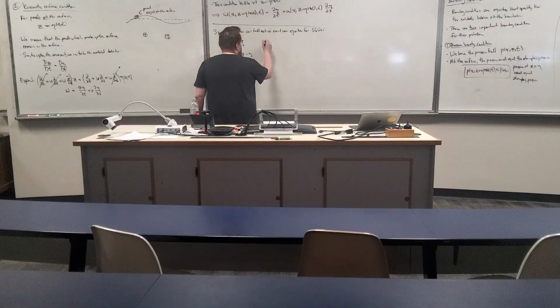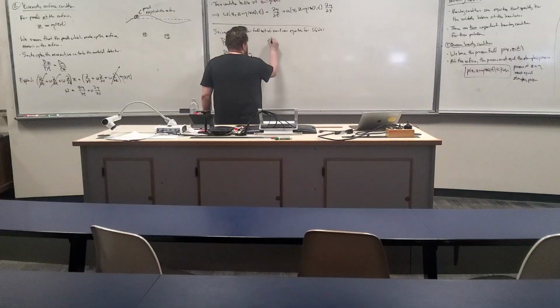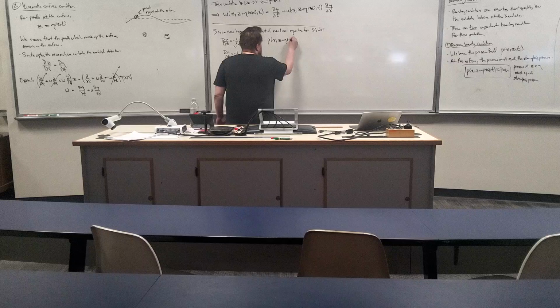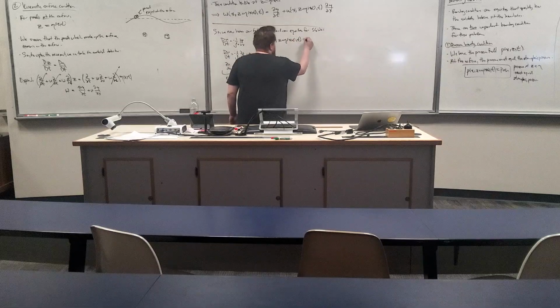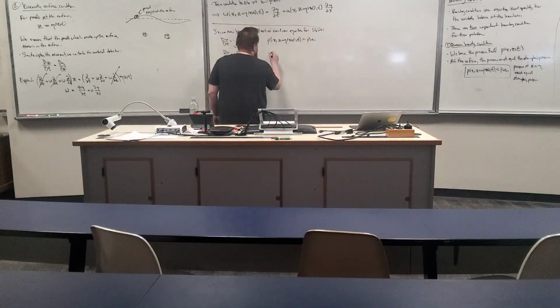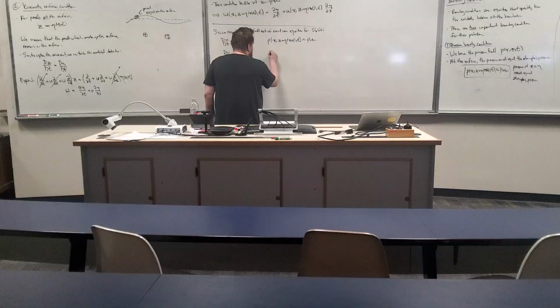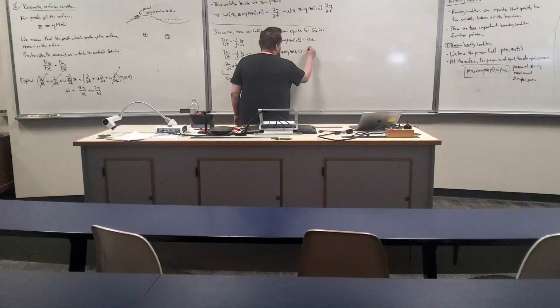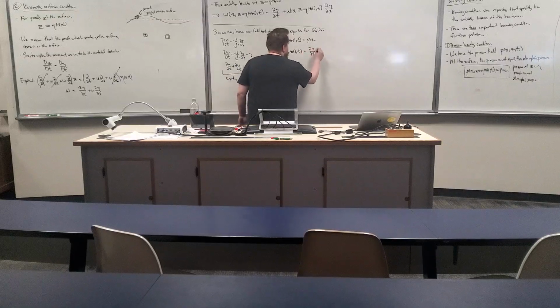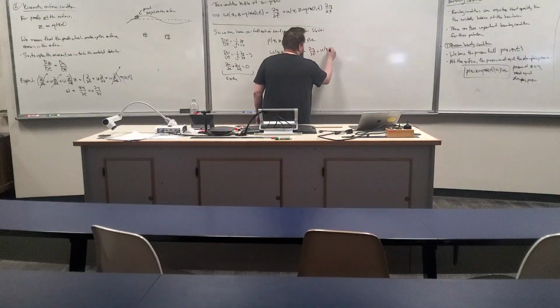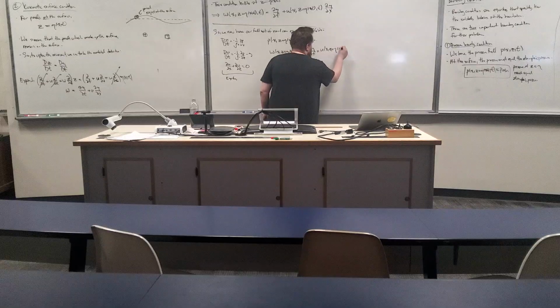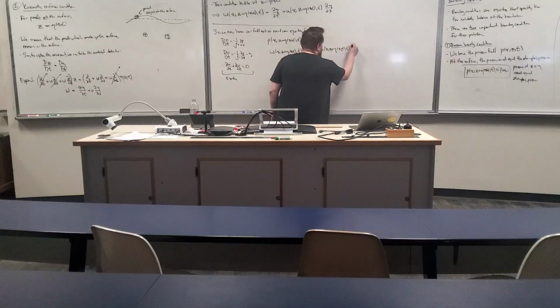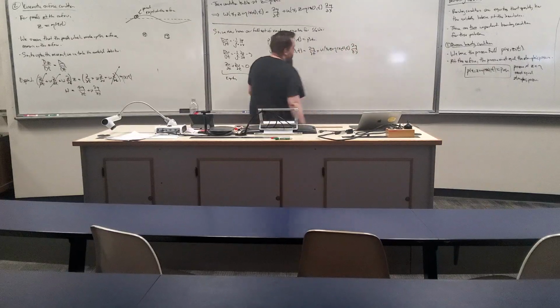And our boundary conditions are p of x, z equals η of x and t, equals p atmospheric, and w of x, z equals η of x and t, equals dη/dt plus u of x, z equals η of x and t, times dη/dx.